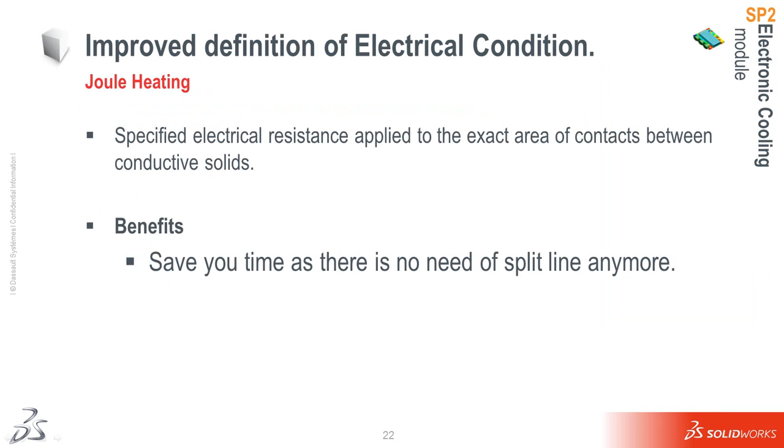SolidWorks Flow Simulation with the Electronic Cooling module is able to calculate steady-state direct electric current in electroconductive solids. In presence of the electric current, the corresponding specific Joule heat is released and included in heat transfer calculation. When solving a problem that includes electric current, the user can specify the electrical contact condition at the boundary between two conducting solids or on the outer boundary of a conductive solid. With the new release N12, the specified electrical resistance is applied to real areas of contacts between conductive solids without the need to create split lines anymore.